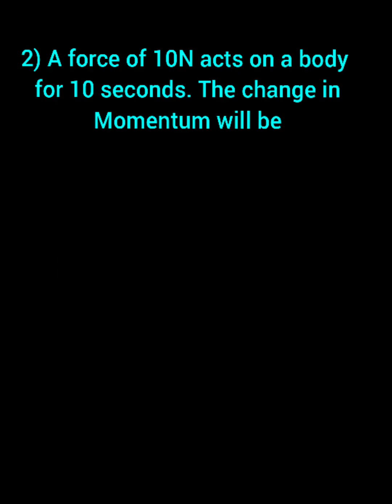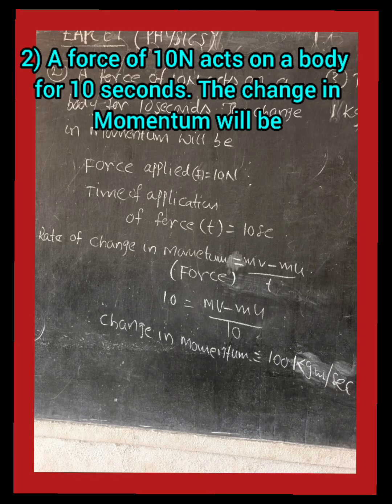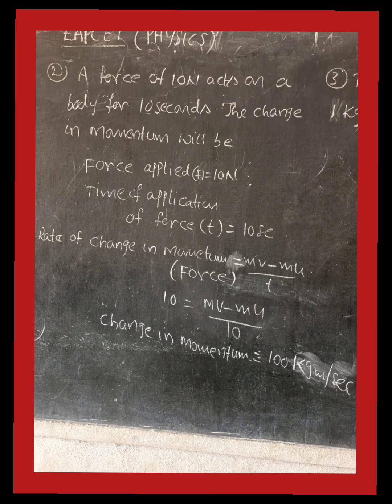A force of 10 newtons is applied on a body for 10 seconds. The change in momentum will be? Force applied is given to be 10 newtons. What is the time of application of force? 10 seconds. We know that rate of change of momentum is force. Therefore, F is equal to (mv minus mu) by t. 10 is equal to (mv minus mu) by 10. mv minus mu is 10 into 10, that is 100 meters per second.